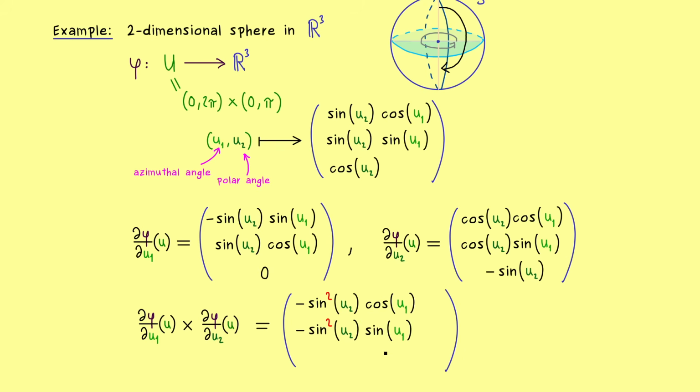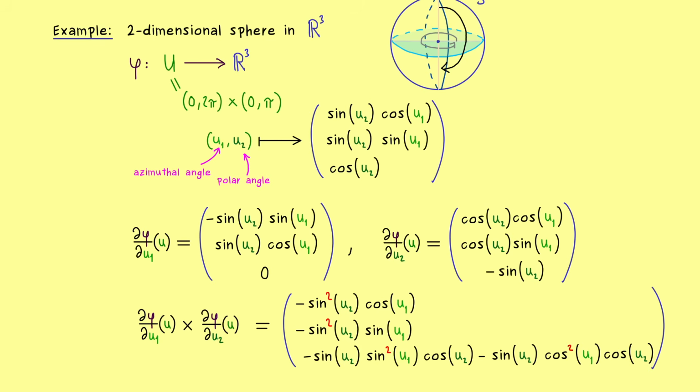The only difference there is that it is combined with the sine function of u1. And then finally we can go to the last component, which is a combination of two terms. In the first part we have the sine of u1 squared, and then in the second part we have the cosine of u1 squared.